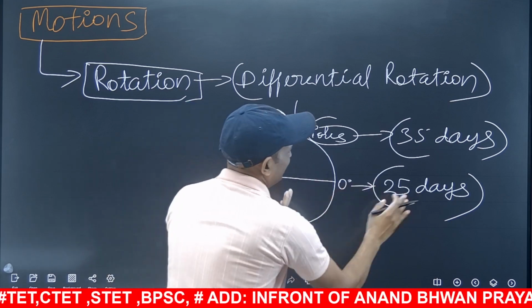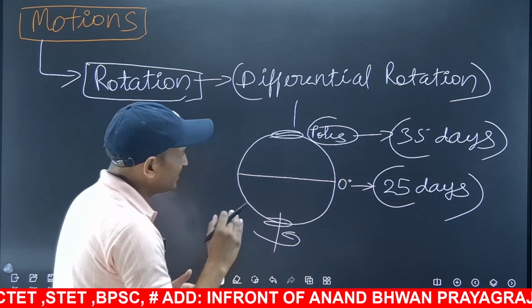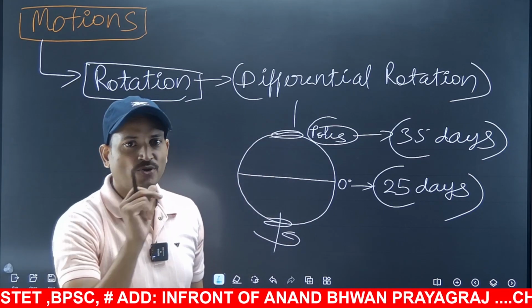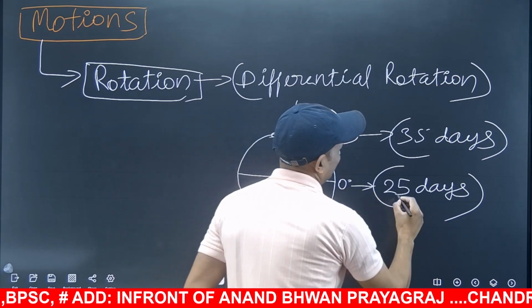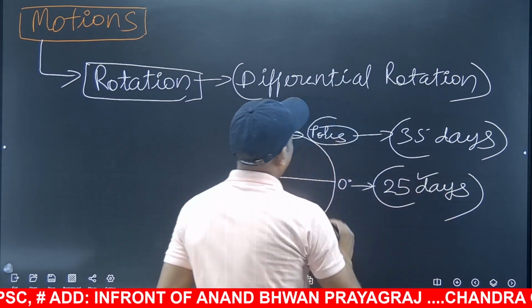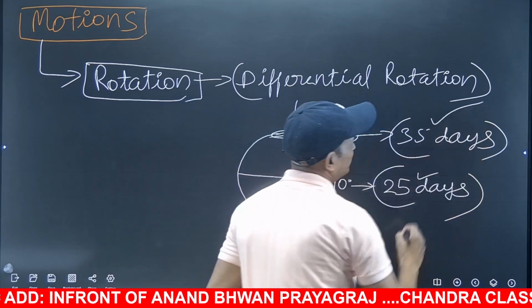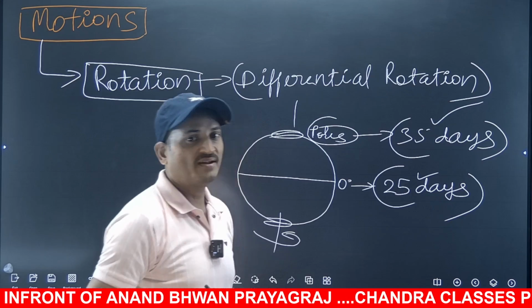What does it mean? It means the equatorial region of the sun is rotating faster than the polar regions, because the equatorial region completes rotation in around 25 earth days, and the polar region completes rotation in around 35 earth days. Extremely important for our exams. Extremely important questions could be framed here.